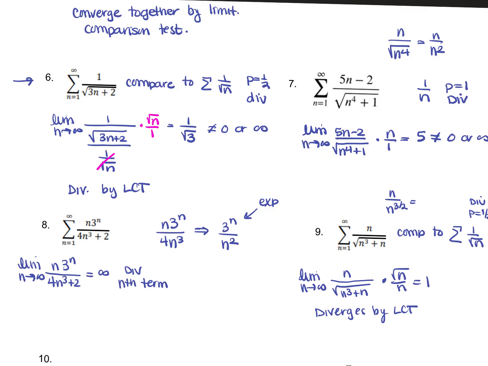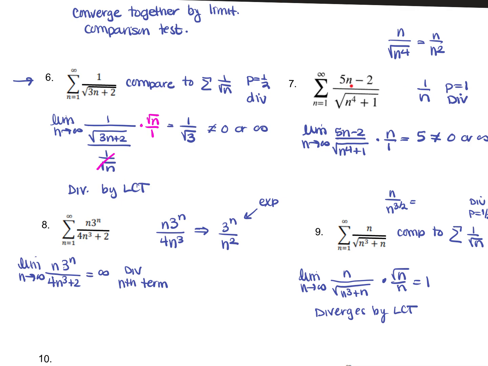All right, so just more examples. Again, it looks like the square root of n, so that's what I'm going to compare it to. It's a divergent p-series. Looking at the ratio of the reciprocal, it's not 0 or infinity. So since the one you compared it to diverged, the original one diverged.